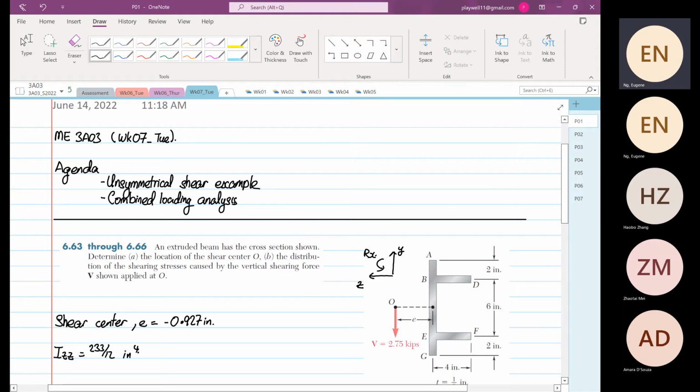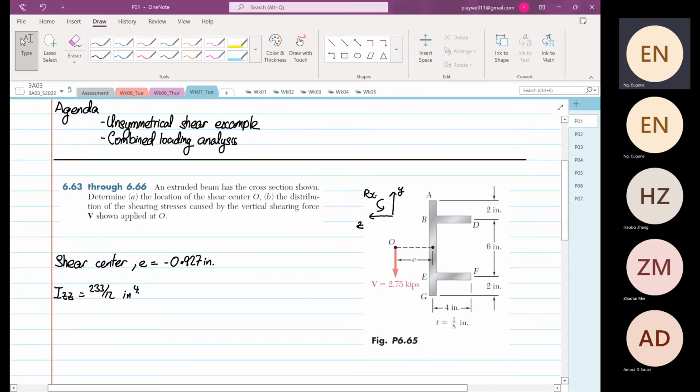Today we're going to complete our example of unsymmetrical shear, and then we're going to look into combined loading analysis. Last Thursday, we discovered our shear center. We found our e, and then we applied a load of 2.75 kilopounds of force.